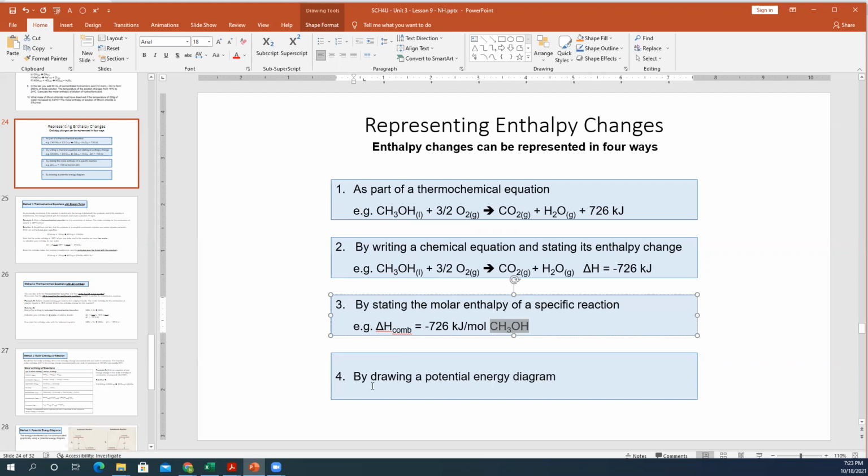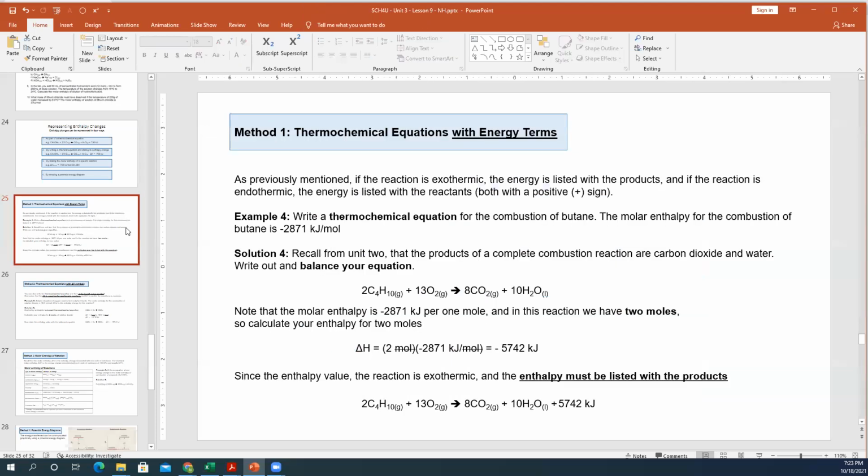And the fourth way is by drawing a potential energy diagram. So we can go through each one of these ways of representing enthalpy change and make sure that we understand that all 4 are correct. They are just different ways of showing the change in enthalpy. So first, writing it as a part of the thermochemical equation and the energy change being part of the equation.